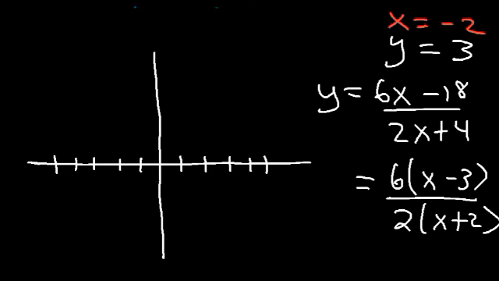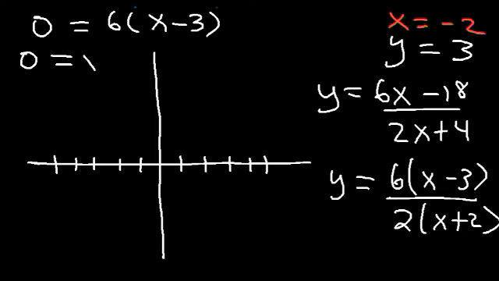Now notice that we have an x minus 3 on top. That means that the x-intercept is going to be 3. To find the x-intercept, you need to set the numerator equal to 0. So if you set 0 equal to 6 times x minus 3, and divide both sides by 6, 0 divided by 6 is 0. So therefore, 0 equals x minus 3. If you add 3, x is 3. So that's the x-intercept for the function.